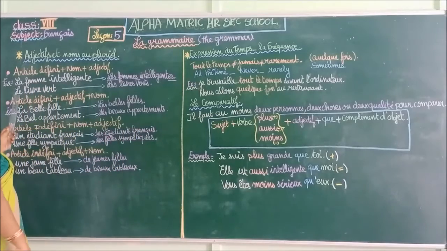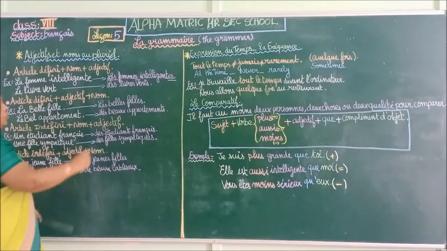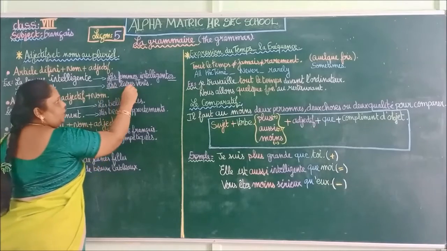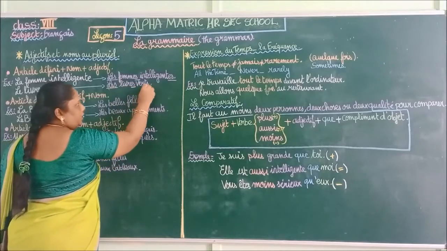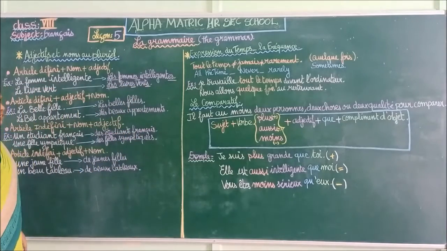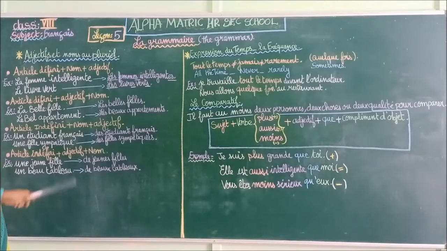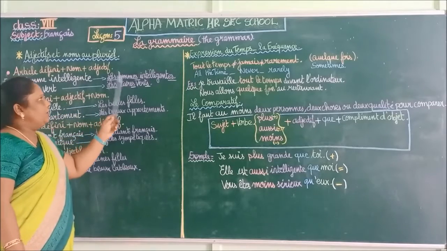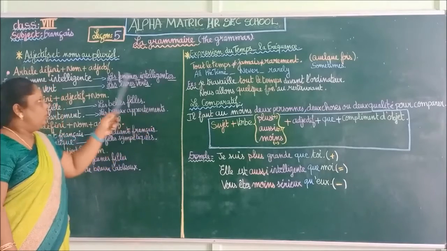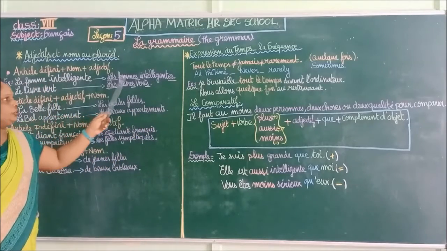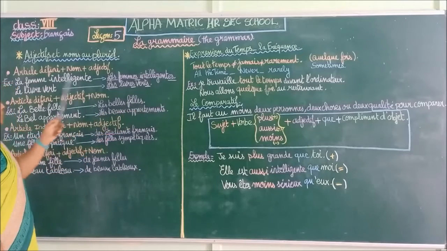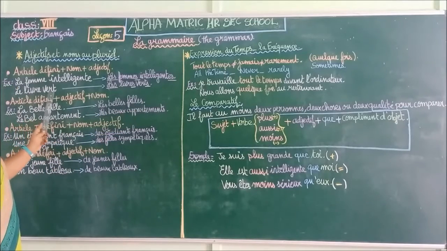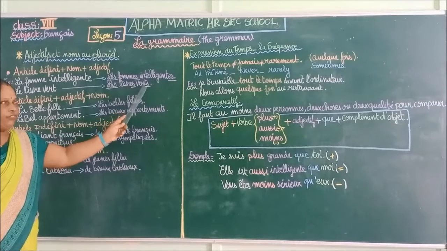Okay, so next one, le livre vert. So le will become LES. Livre, we are going to add an S, and vert, we are going to add an S, for a color adjective. Okay, so we saw also the color adjective. So la femme intelligente will change into plural, les femmes intelligentes. Okay, so I have underlined for you to identify the plural sentence. Le livre vert, les livres verts.